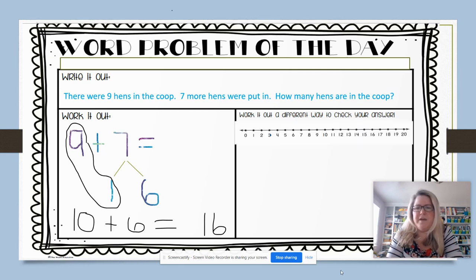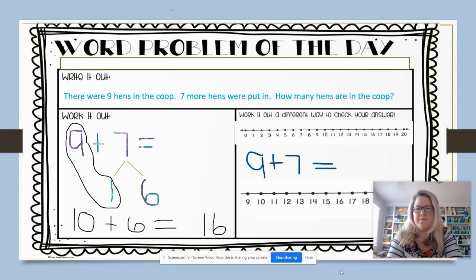So I'm going to use this strategy of the number line. So I know I'm going to have to rewrite the number sentence. So here's my number sentence rewritten, 9 plus 7 equals. And now I know that I don't need to start with 1 or 0 on my number line because I have the number 9. So I'm going to start with the number 9. And it's going to go to 20. I know my picture covers it up, but it does go to 20.